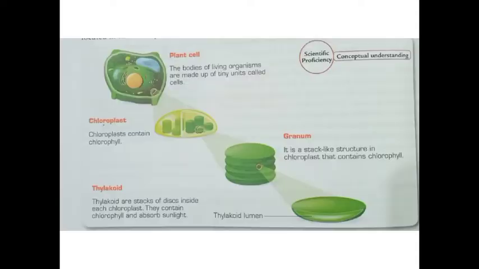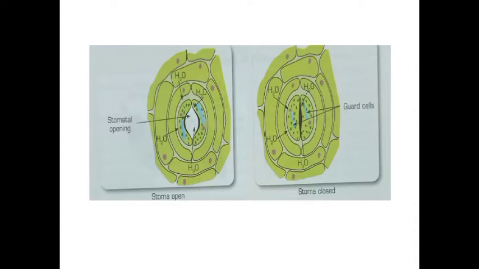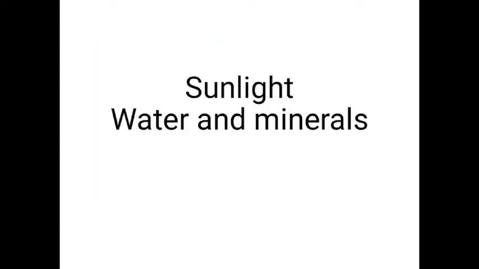The conditions necessary for the process of photosynthesis are: number 1, chlorophyll. It is the green pigment present in the leaves of the plants. The pigment is located in the chloroplast in the plant cell. Carbon dioxide: the carbon dioxide gas present in the atmosphere enters the leaves through small openings called stomata. Each stomata consists of two guard cells and a stomatal opening. And the rest of the conditions are sunlight, water and minerals.